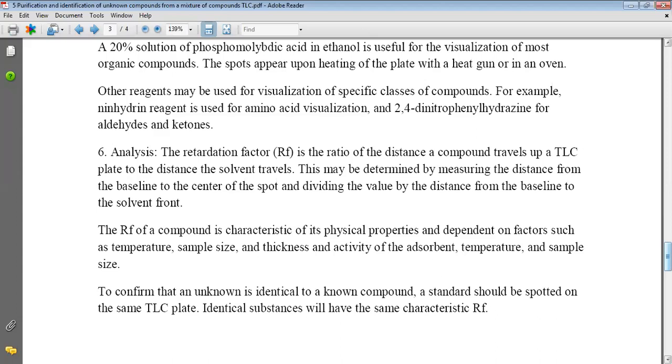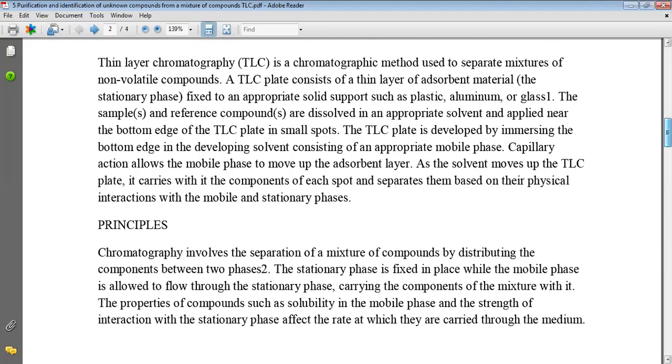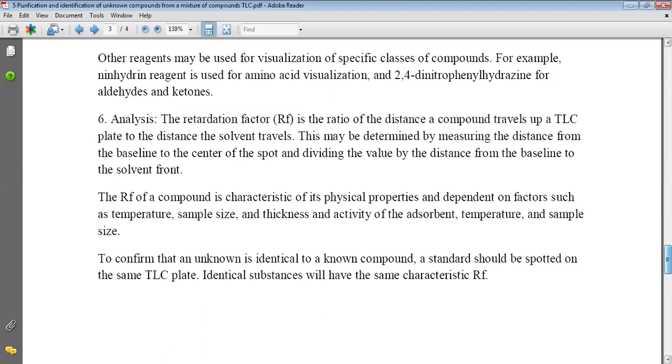So finally, we can confirm the identification of unknown compounds on the TLC plate. We can easily identify the different kinds of compounds present on the TLC plate from thin layer chromatography, and we analyze them from the Rf factor.